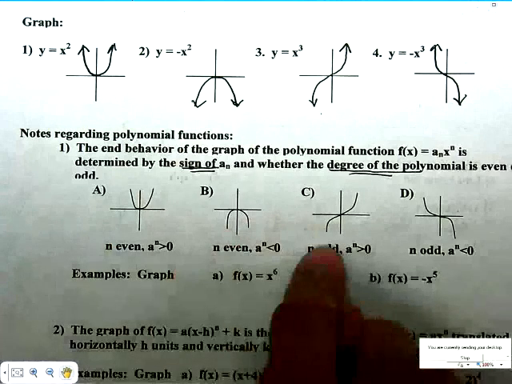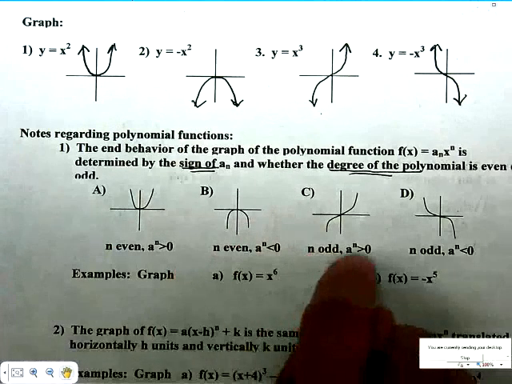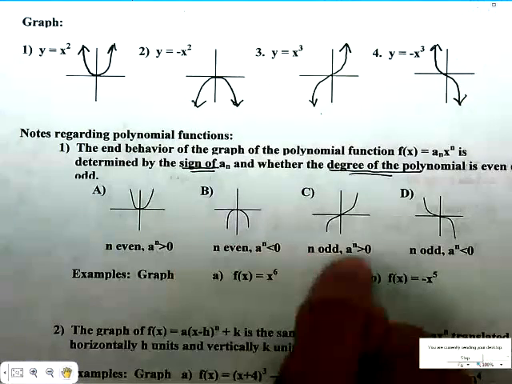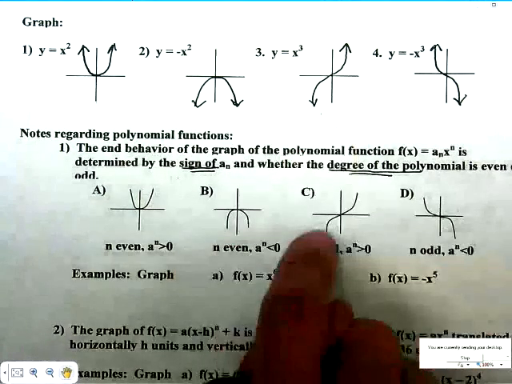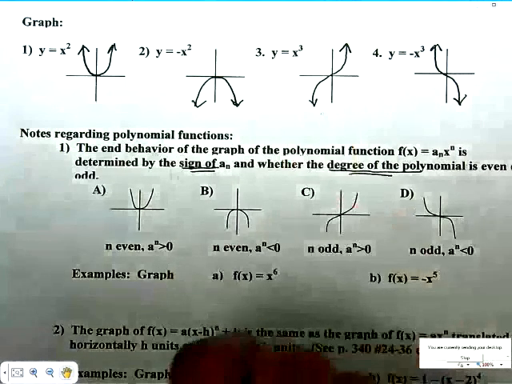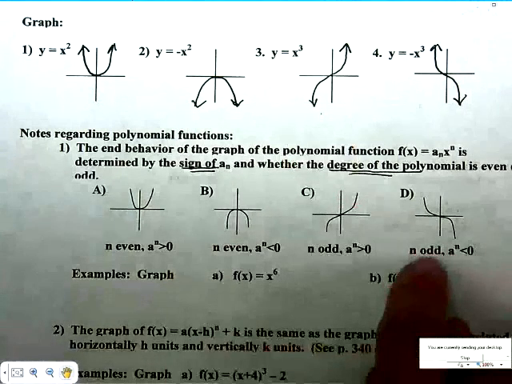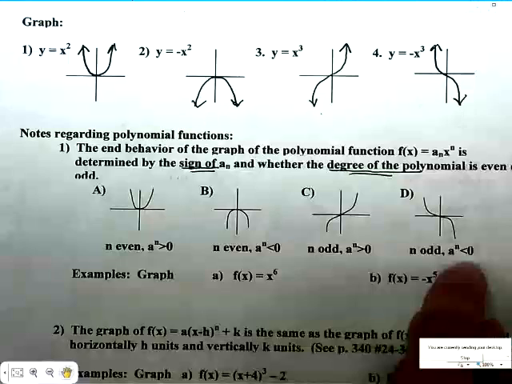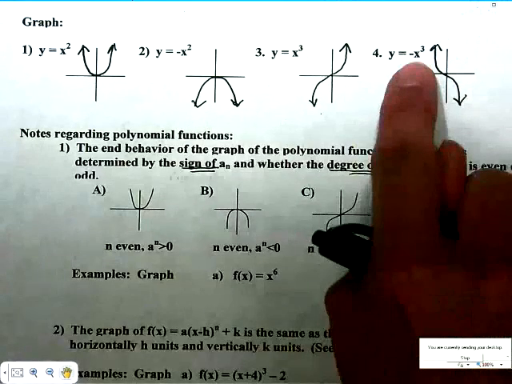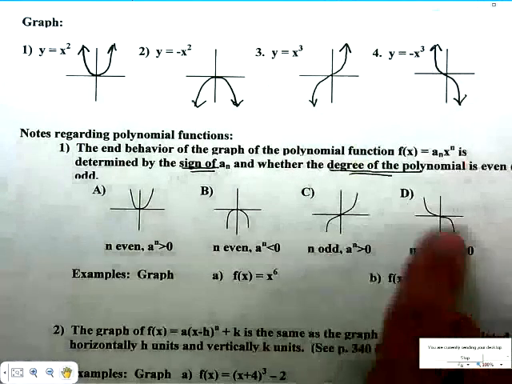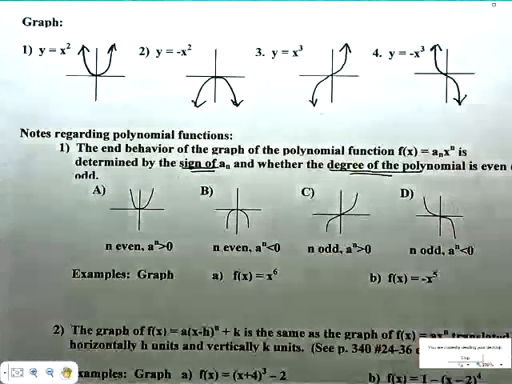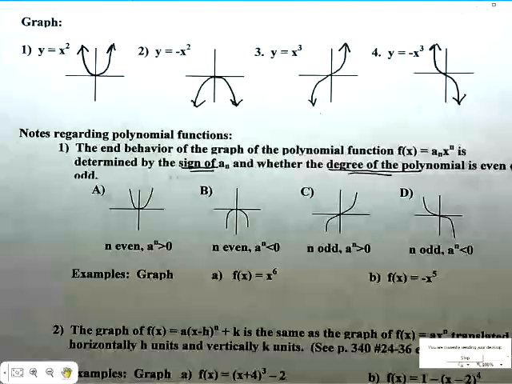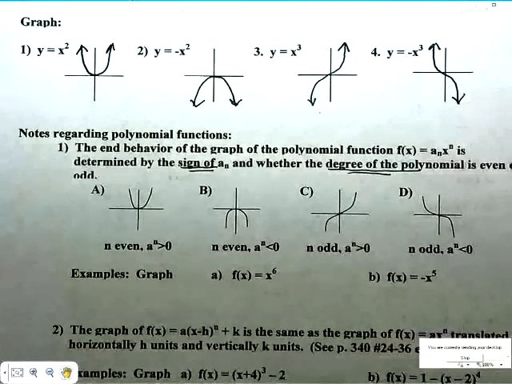If the degree is odd and the leading coefficient is positive, then it pretty much looks like x cubed on the ends. It's going to go down on the left and up on the right. And if the degree is odd and the leading coefficient is negative, it's pretty much going to look like negative x cubed. It's going to go up on the left and down on the right. That would have saved me a whole lot of time in high school, just realizing that's all I need to look at to get the end behavior.